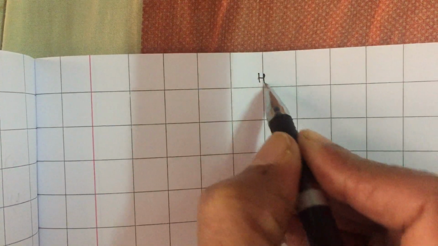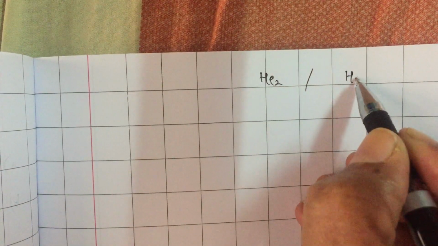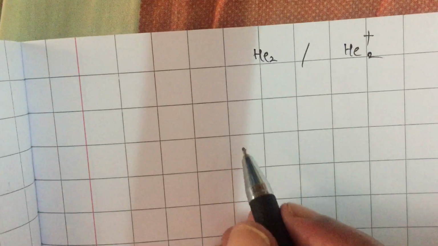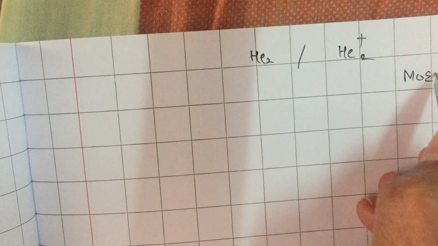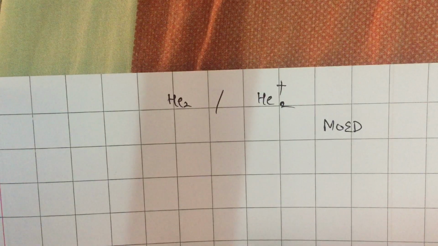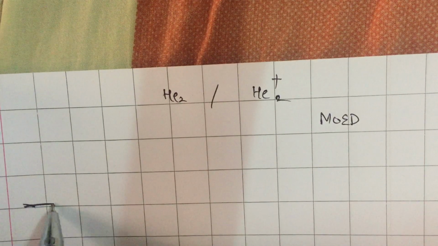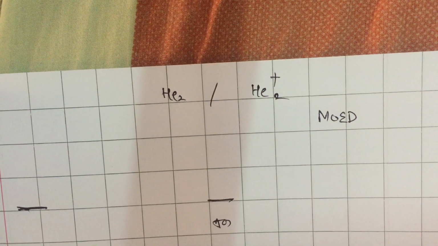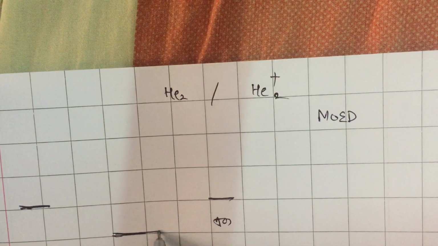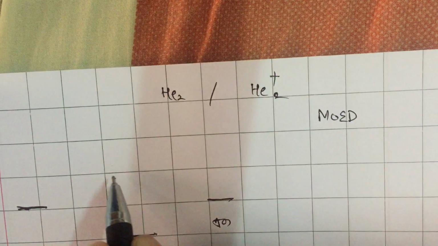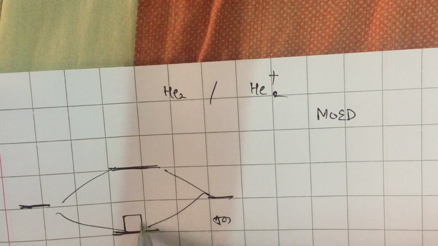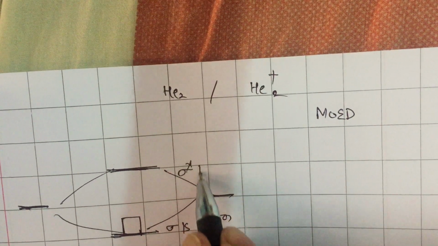Now let us look at the possibility of formation of He2 molecule and He2 plus ion. Let us see the possibility of the existence of these two using MOED, molecular orbital energy level diagrams. So this is the 1s atomic orbital of one helium, the 1s atomic orbital of another helium. When they combine, you get a molecular orbital of low energy and another molecular orbital of high energy. This is sigma 1s, this is sigma star 1s.